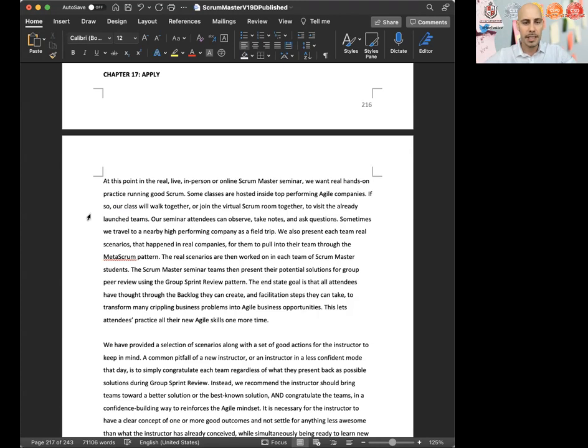We also present each team real scenarios that happened in real companies for them to pull into their team through the Meta-Scrum pattern. The real scenarios are then worked on in each team of Scrum Master students. These are cards, scenario cards. Online, they're virtual Post-it notes that say, here's an opportunity or here's a challenge that real companies have faced. How would you use agility and what you've learned in this class to solve it, to take advantage of the opportunity or diffuse the problem?